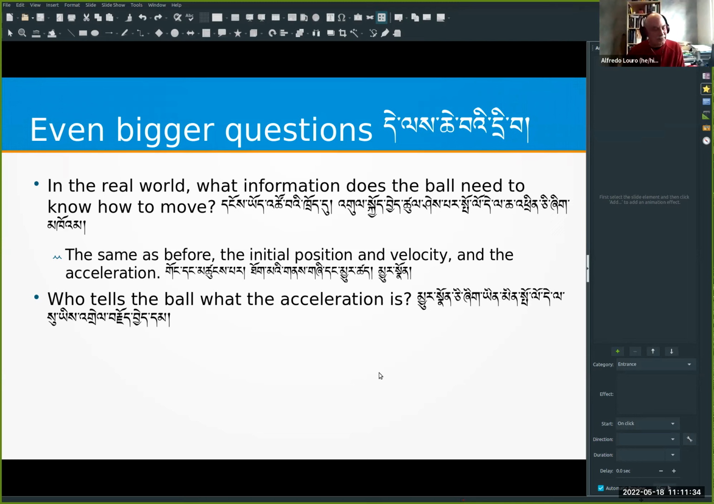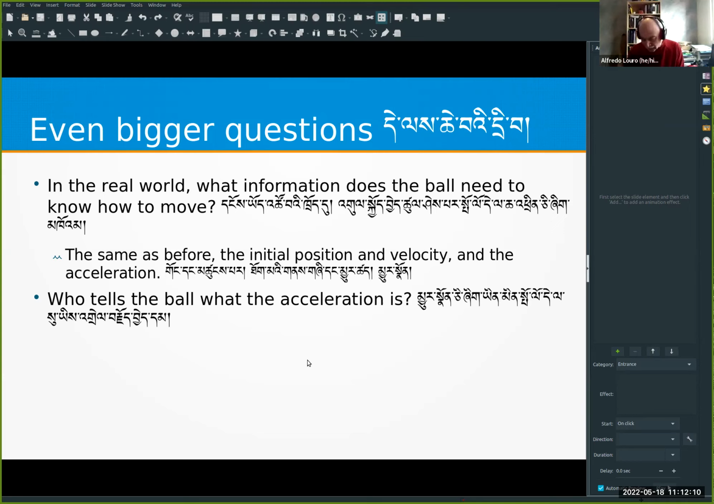I was trying to create suspense, but I couldn't do it. Anyway, the answer is, and this is perhaps a little bit surprising, it's the planet Earth, the entire planet Earth, that tells the ball what the acceleration is. And now, obviously, the planet Earth cannot give instructions to the ball. The planet doesn't tell the ball, your acceleration is so many meters per second each second.